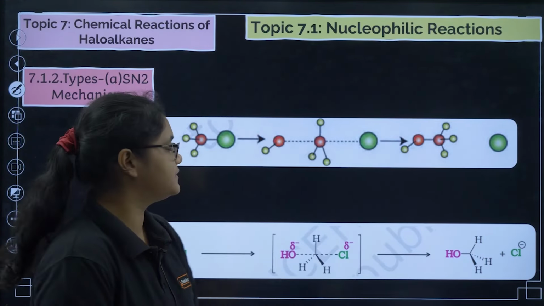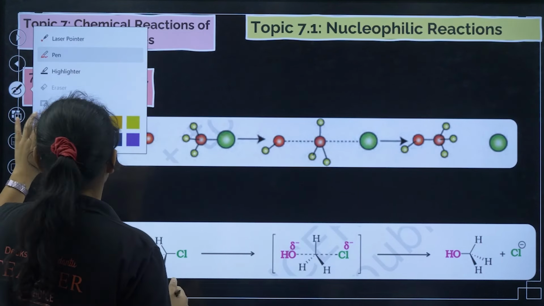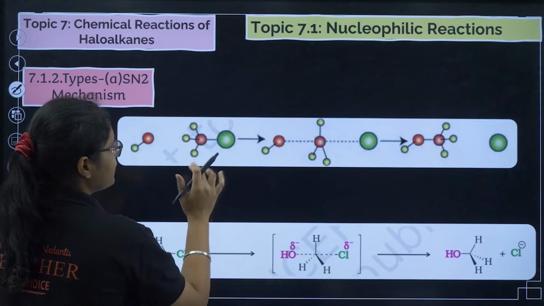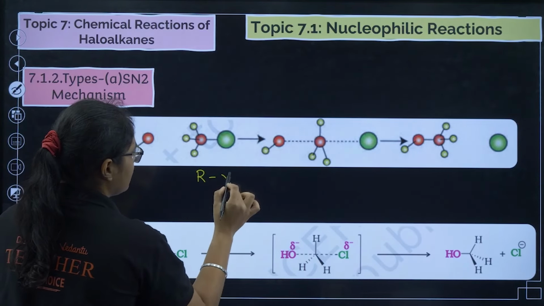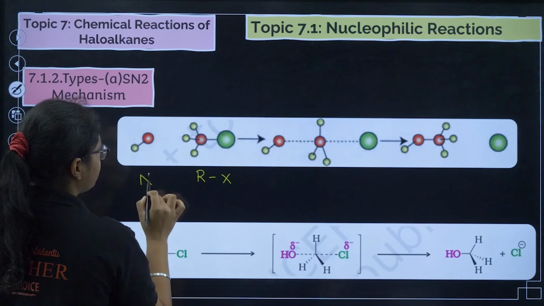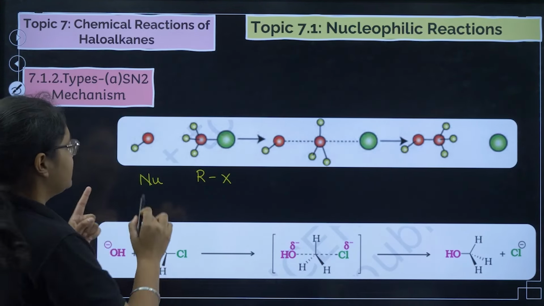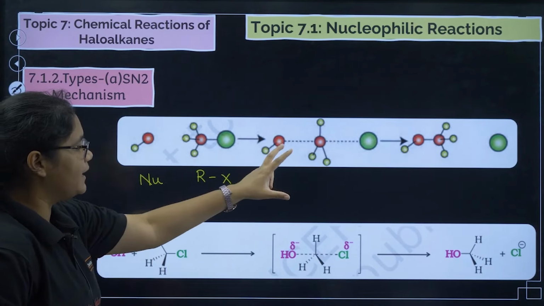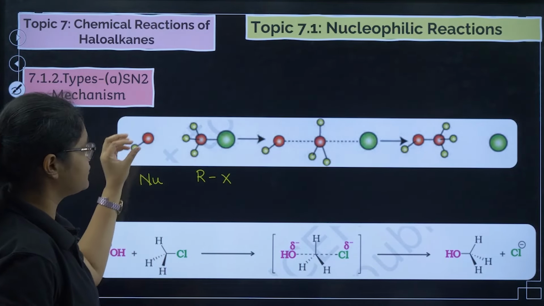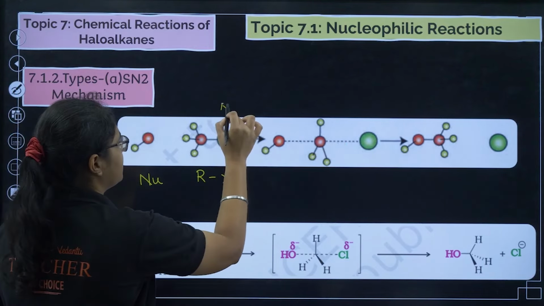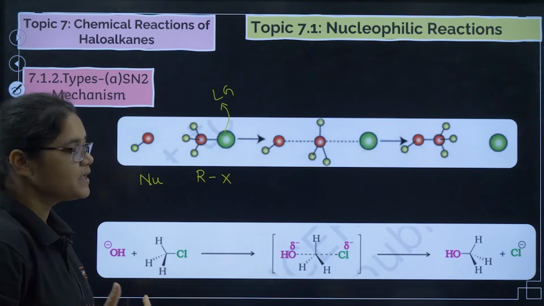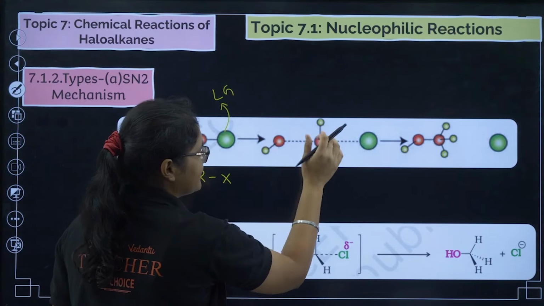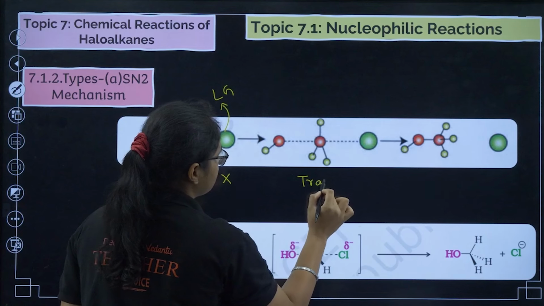So in SN2 mechanism, what happens? Please see properly. This is RX, and this is the nucleophile. The nucleophile attacks the RX from the backward side, and there is a position where the leaving group is attached. This X is your leaving group, which is leaving. At the position where you have the nucleophile and the X both, this is called a transition state.